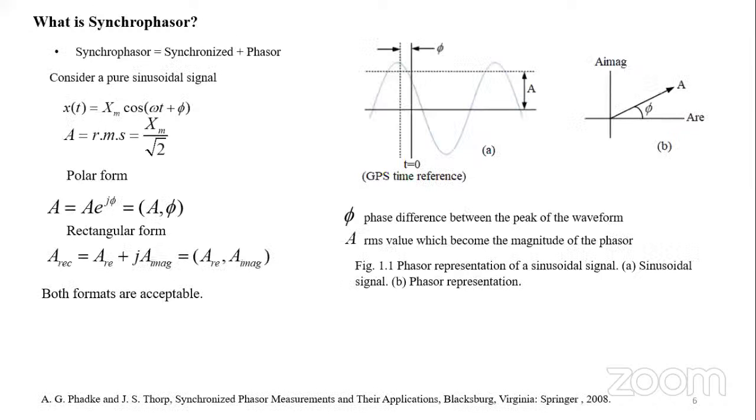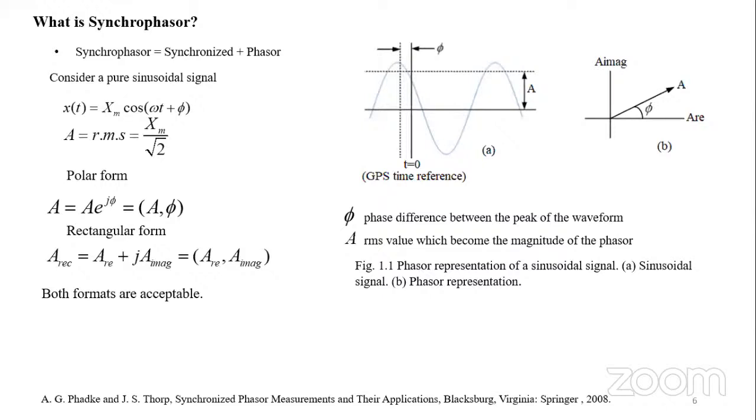Now, in some books, some writers have used PMU as a synchrophasor, so you can also use the term synchrophasor. Synchrophasor is nothing but synchronized plus phasor. First of all, we should know the meaning of phasor. A phasor is a pictorial or graphical representation of a sinusoidal waveform, and from this phasor we can get the magnitude as well as the phase angle information.